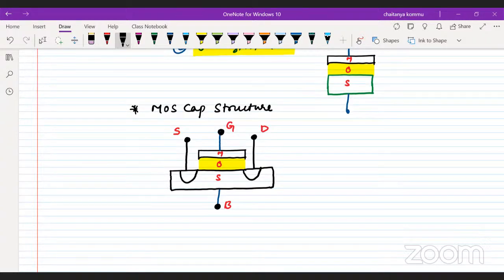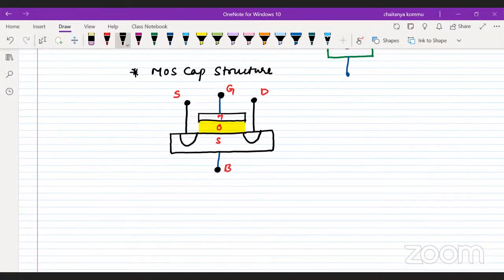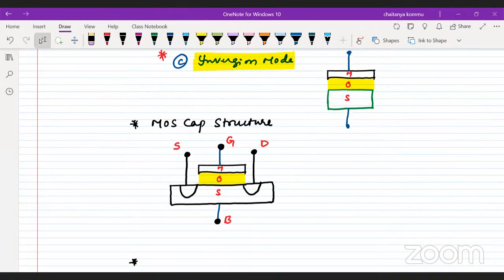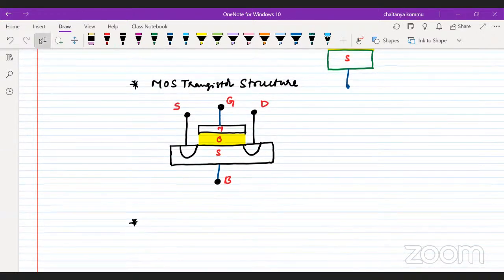The third part is how we apply the potentials. The structure above is a MOS capacitor structure, and this one is the MOS transistor structure. Agreed? Now, the third point we discussed is how to apply the potential difference between these terminals.